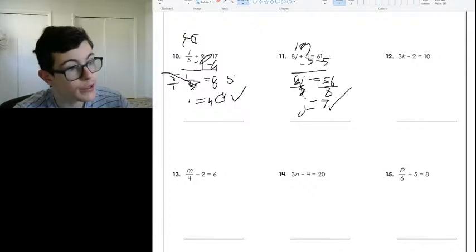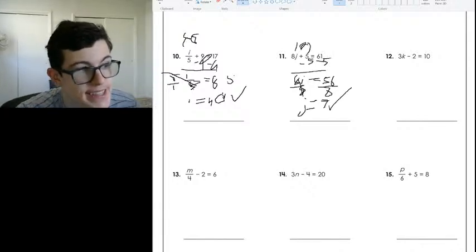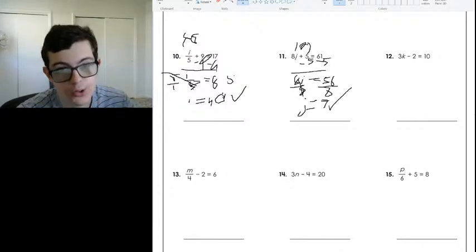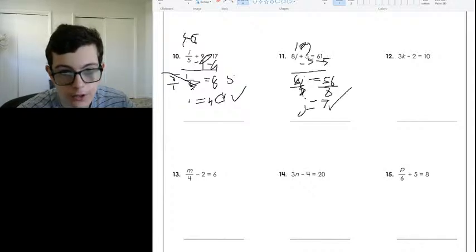Okay, so I've given everyone roughly a minute. I'm going to move on to the next problem. So here we have 3k minus 2 equals 10. First, we're going to do the inverse operation of adding 2 to both sides.